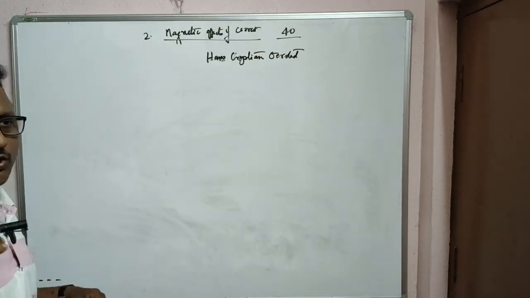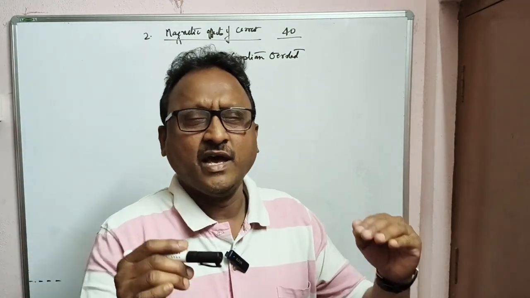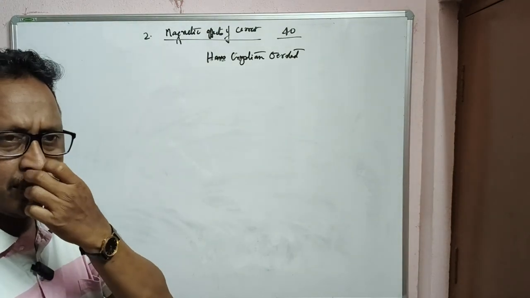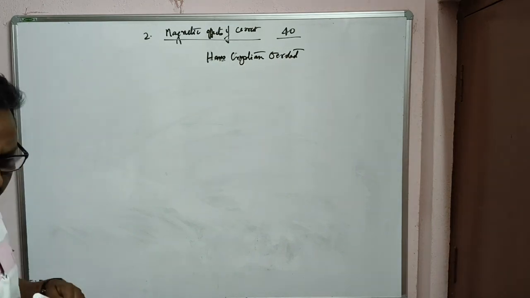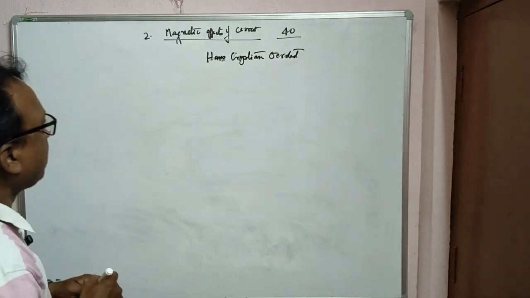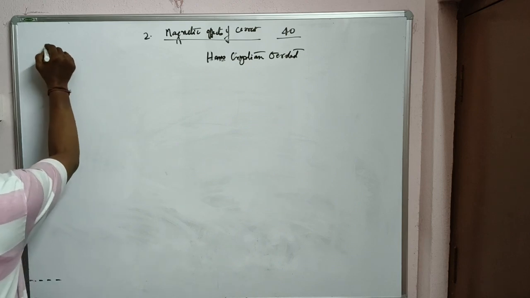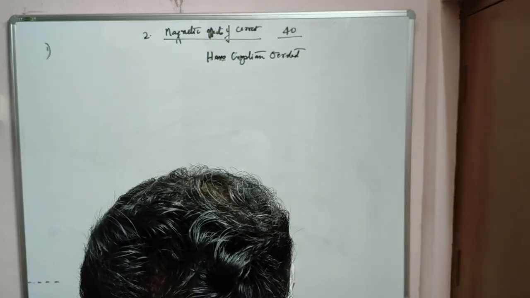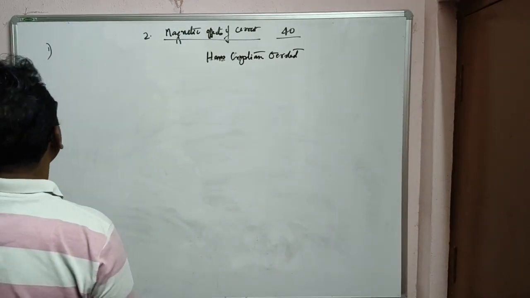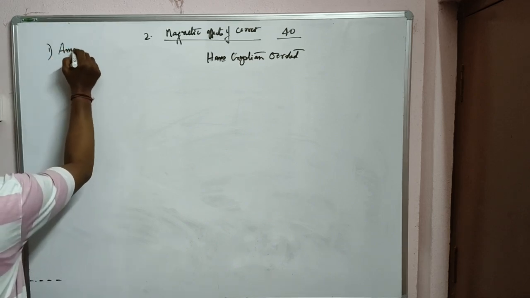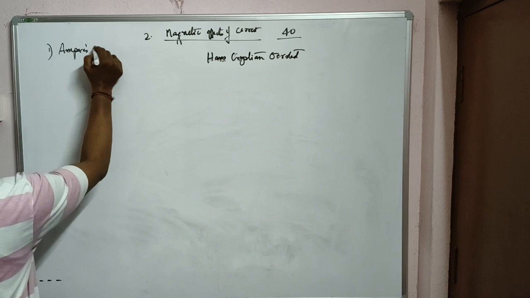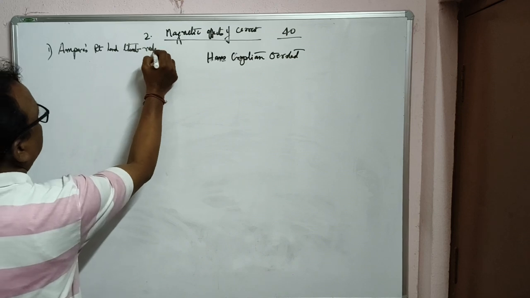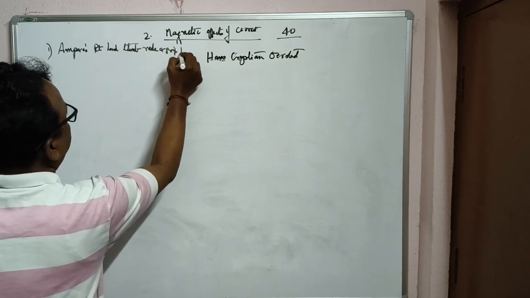According to your 10th standard syllabus, we have very little. When you go to 11th and 12th, you will have more regarding Oersted's experiments and other things. So we will discuss what the rules are. First, we have one rule, namely Ampere's right hand thumb rule or grip rule.